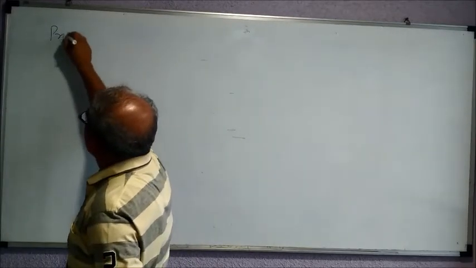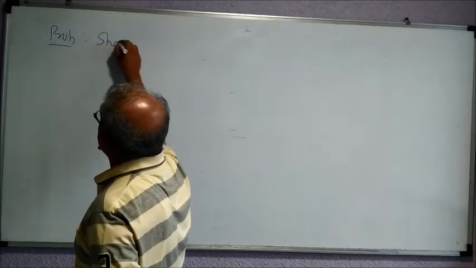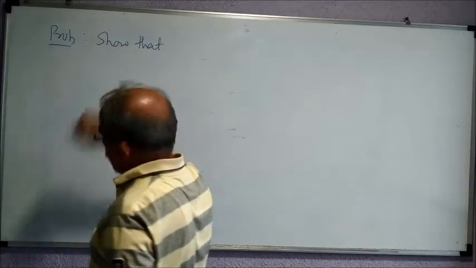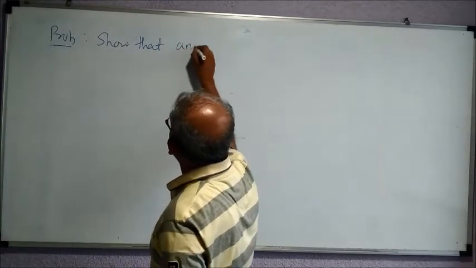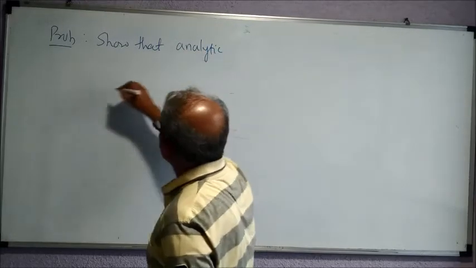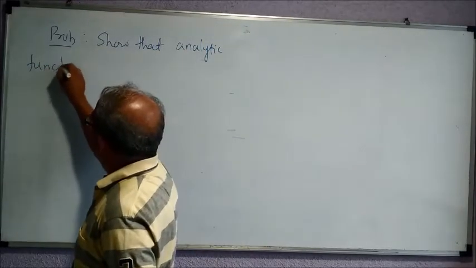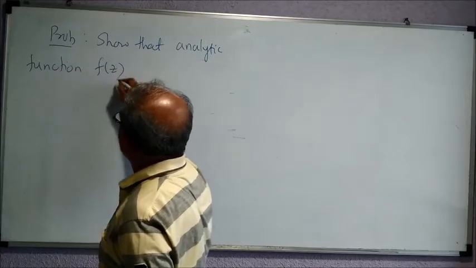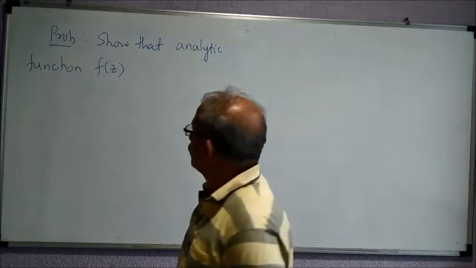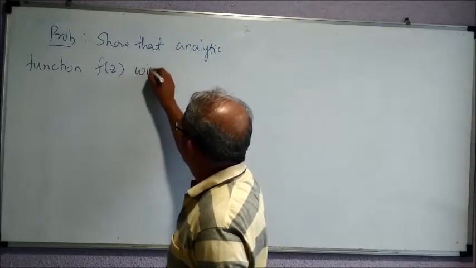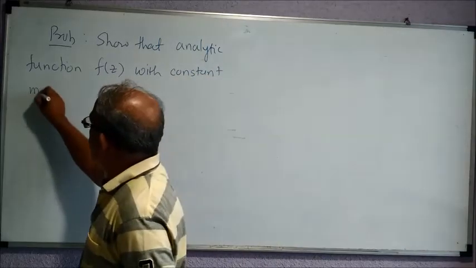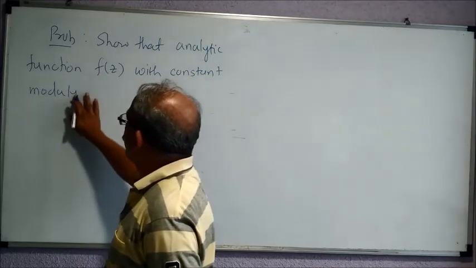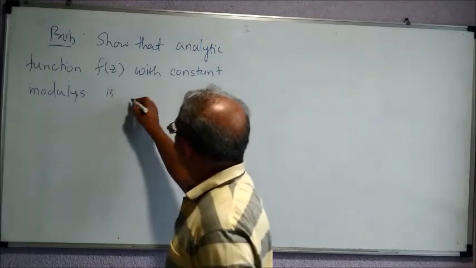It's given as: show that an analytic function f(z) with constant magnitude, with constant modulus, or magnitude, is constant.